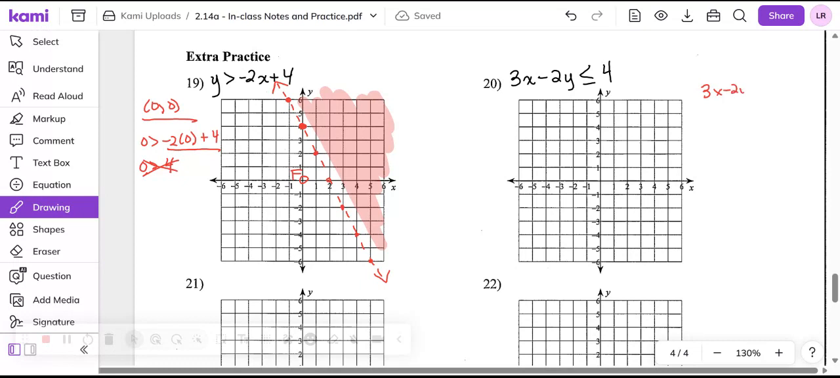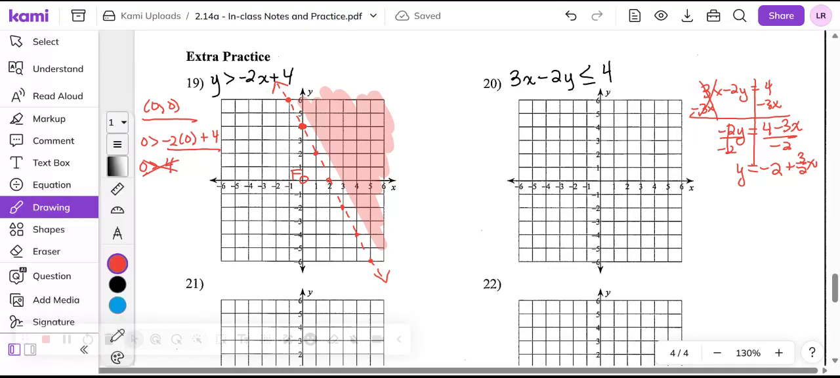So I'm gonna have to take this and I'm going to have to solve it. Okay, so for my solving, we're getting y by itself. I would need to move the 3x, so minus 3x on both sides. Drop down the negative 2y. I would get 4 minus 3x. And then divide both sides by negative 2. So the line I'm putting on the graph here, 4 divided by negative 2 is negative 2. Negative 3x divided by negative 2 is positive 3 over 2x.